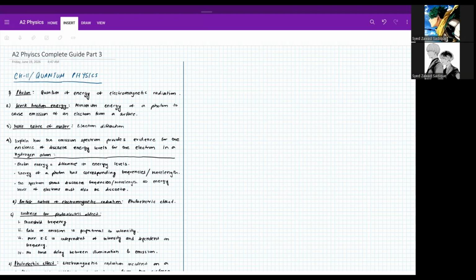This is the complete A2 Physics Guide Part 3. Now, Part 3 and Part 4 mainly consist of the final four chapters, which are quantum physics, nuclear physics, astronomy and cosmology, and medical physics. Part 4 is all of medical physics because that in itself is the single largest chapter in our A2 syllabus.